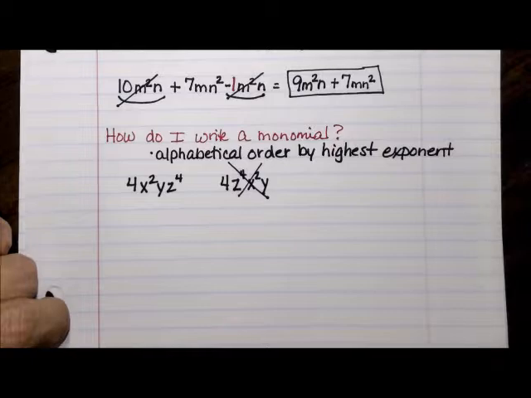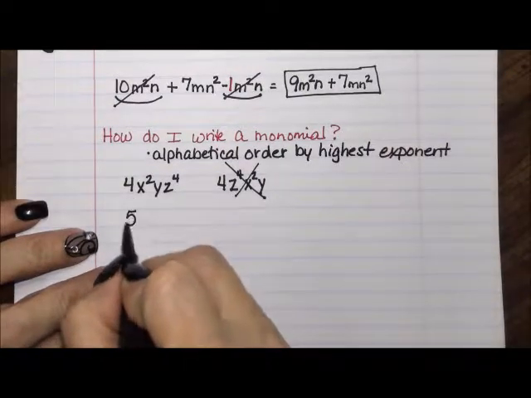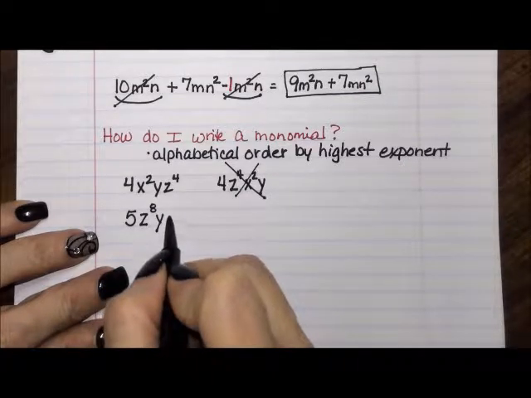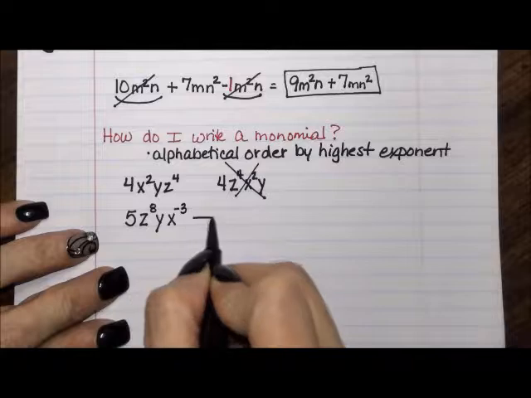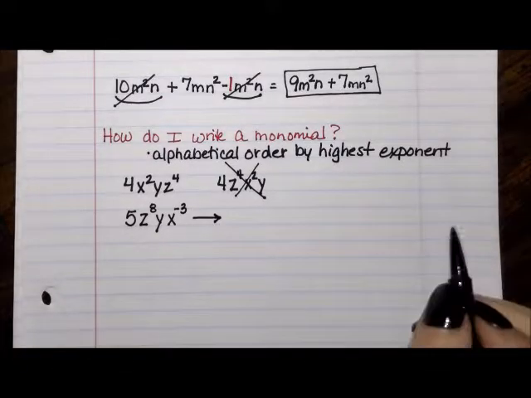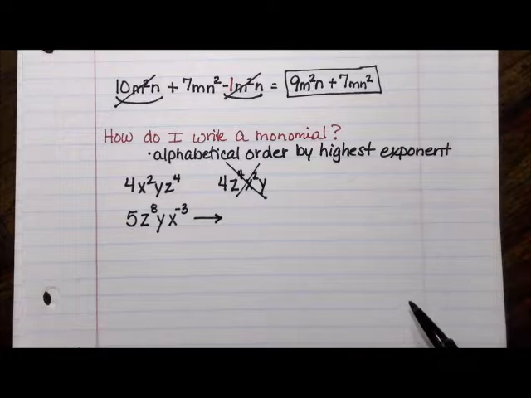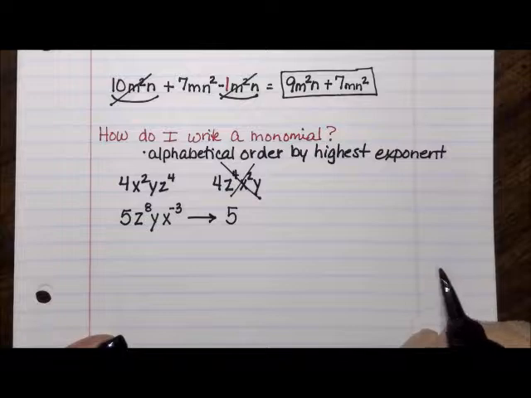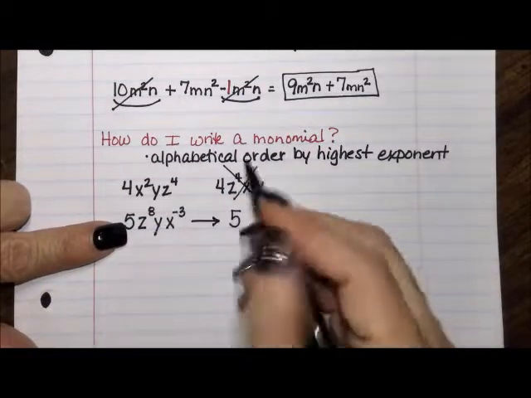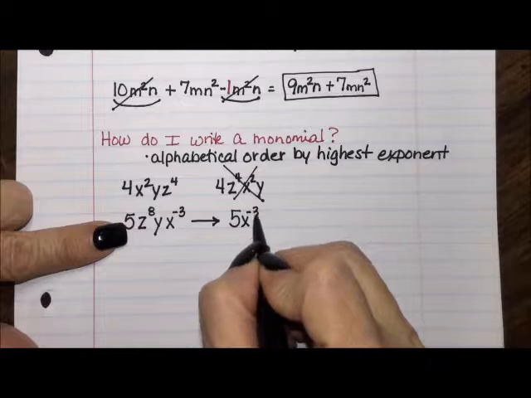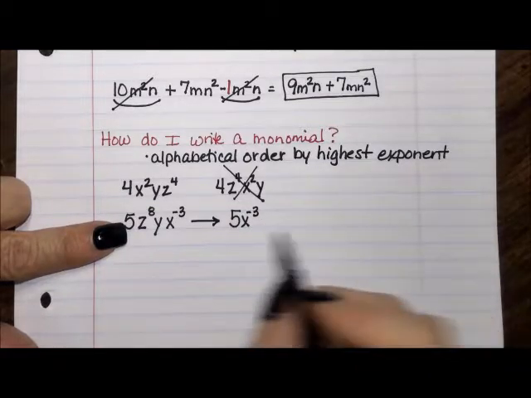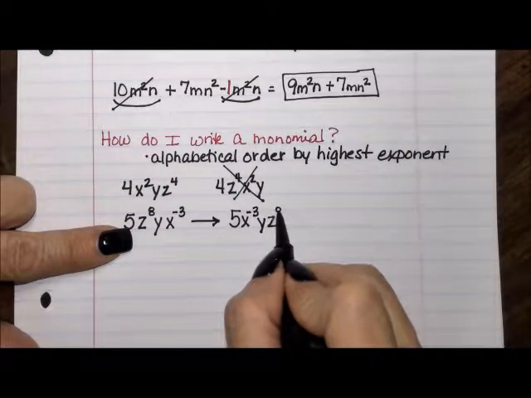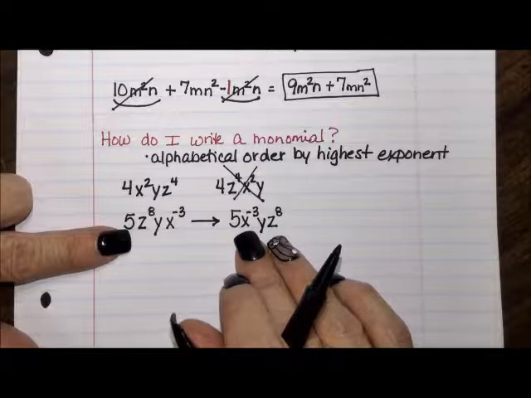All right, so let me move that up a little bit and try another one. So let's take this 5z to the 8th, y, x to the negative 3. And what I want to do is write it correctly. I want to write it the way it should be written alphabetically with the highest exponent. Okay, the coefficient always goes first. Alphabetically, x is first. I know it's got a funky exponent there, that negative 3, but we'll work with negatives later. I just want you to see how to write it. X, y, z, and that'll be to the 8th. So now it is written correctly.